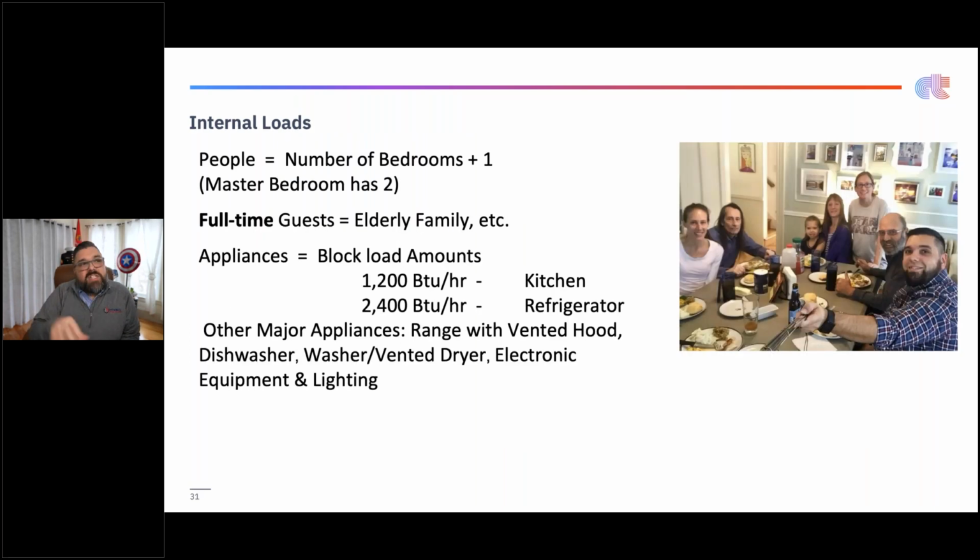All right, let's move over to internal loads. It's really important. Actually, it's an older picture of my in-laws and my family here. My in-laws used to live with us. It's always surprising every time it pops up.